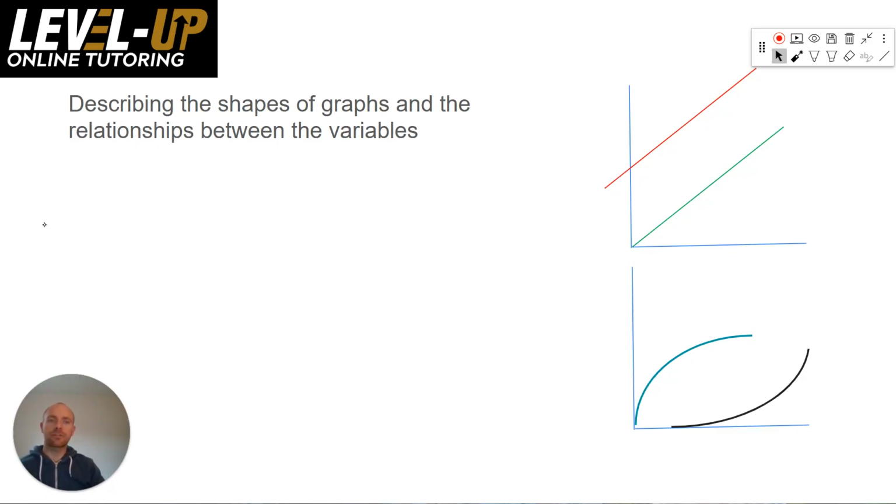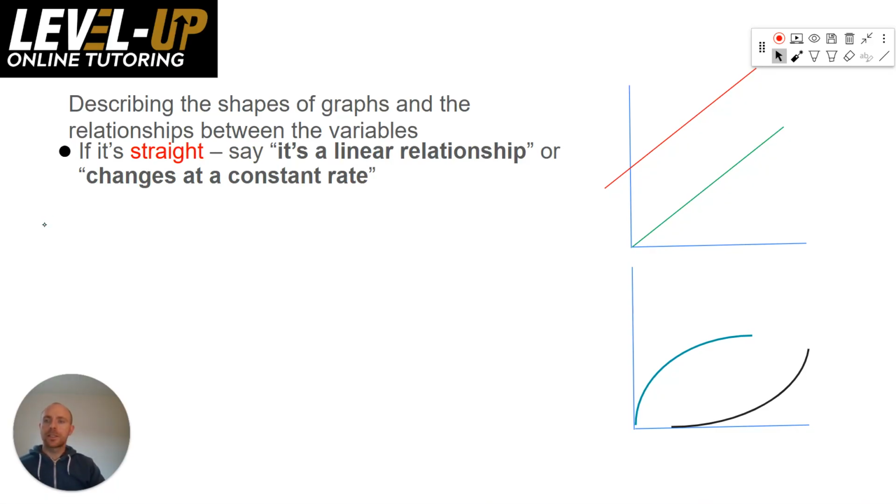The first two, fairly straightforward. So it's a straight line. Okay, so either of these two top ones, the red one and the green one, they are both linear. Whatever y is and whatever x is, y is changing at the same rate as x is changing. That's what makes them have a straight line.